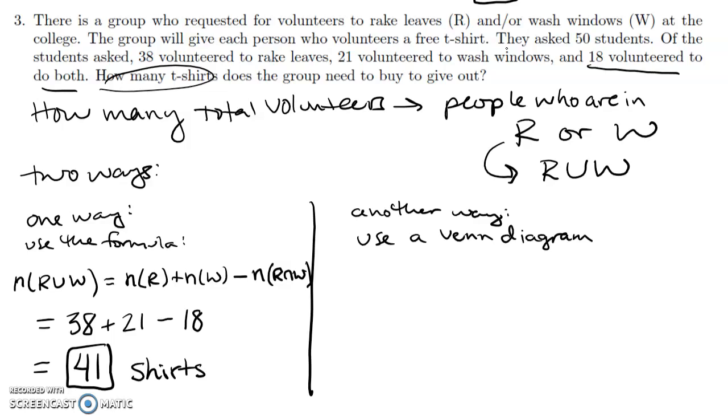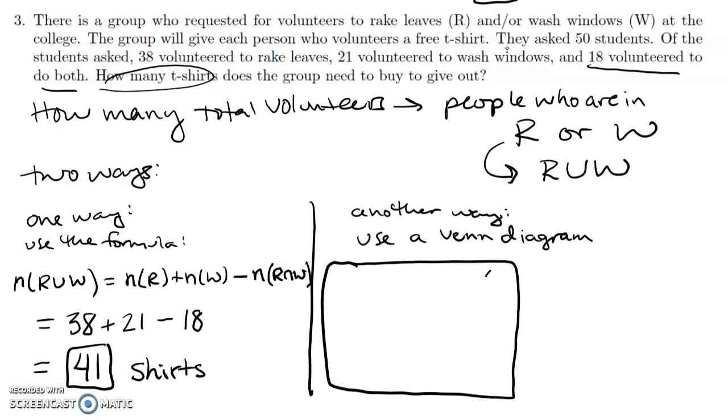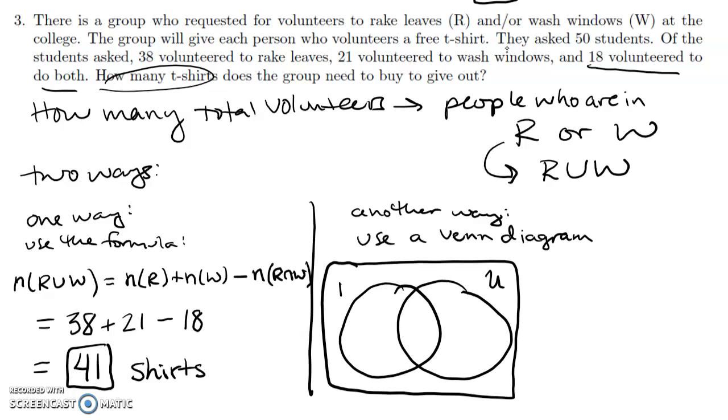So this is one way to do the problem. We could have finished the problem and been done now if that was the preference that we have. I just want to show you another way to do the problem. So instead, we could have tried to do the problem with a Venn diagram. So we'd draw a Venn diagram, and we'd notice, all right, well, I've got two different groups of people here. I've got leaf rakers and window washers, so R and W. And we need to fill in this Venn diagram.